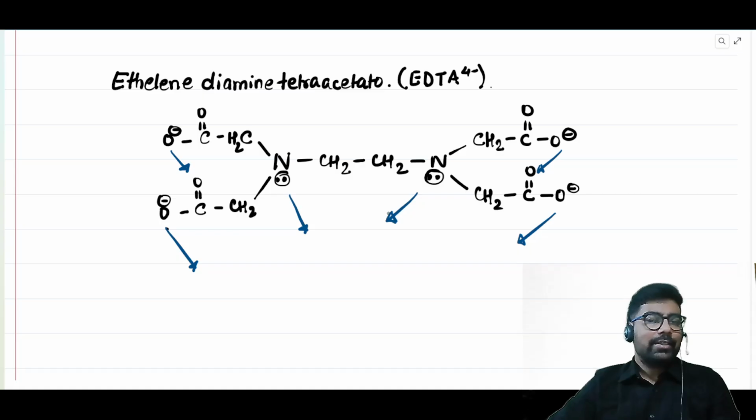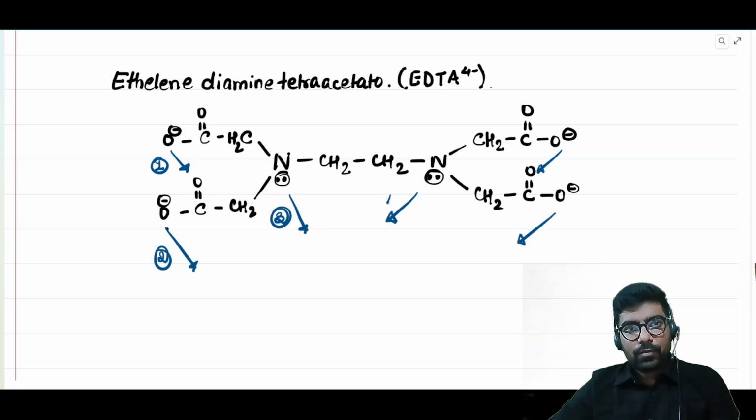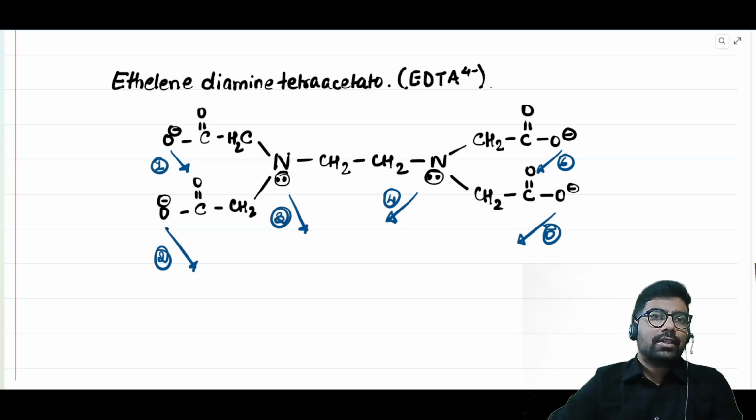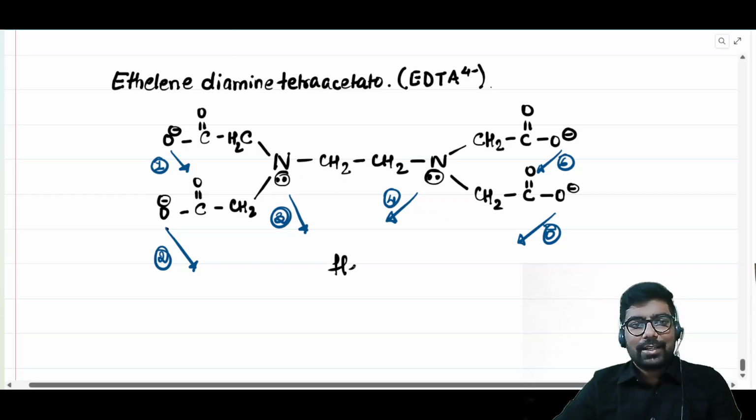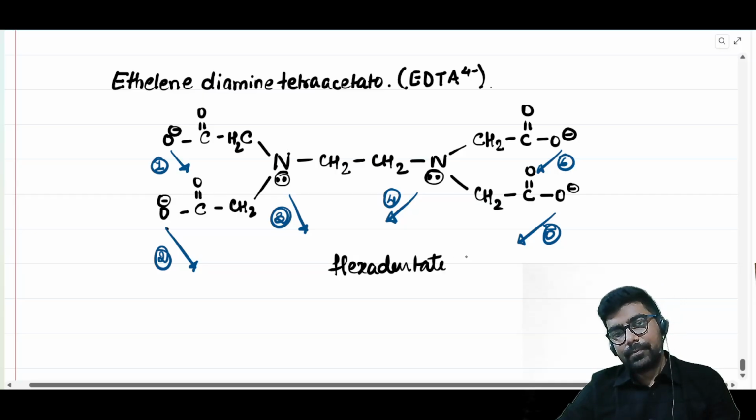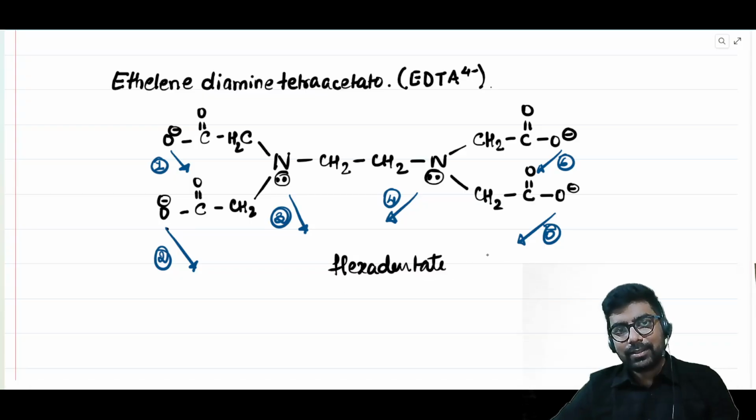So how many denticities are there? 1, 2, 3, 4, 5, and 6. So this is an example of a hexadentate ligand. Hexa means 6, hexadentate ligand.